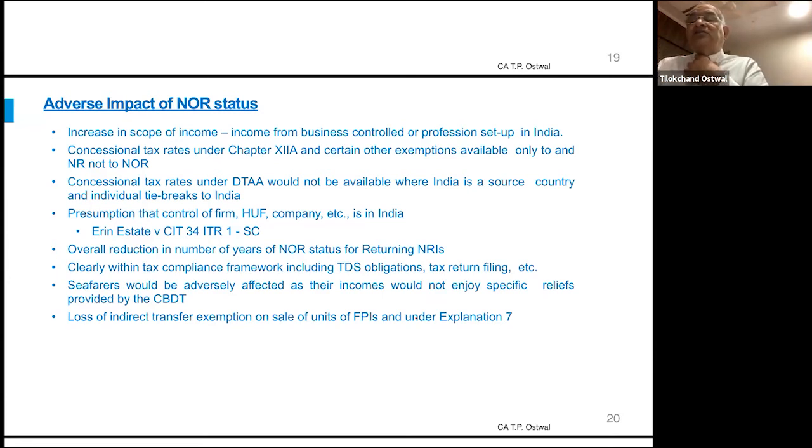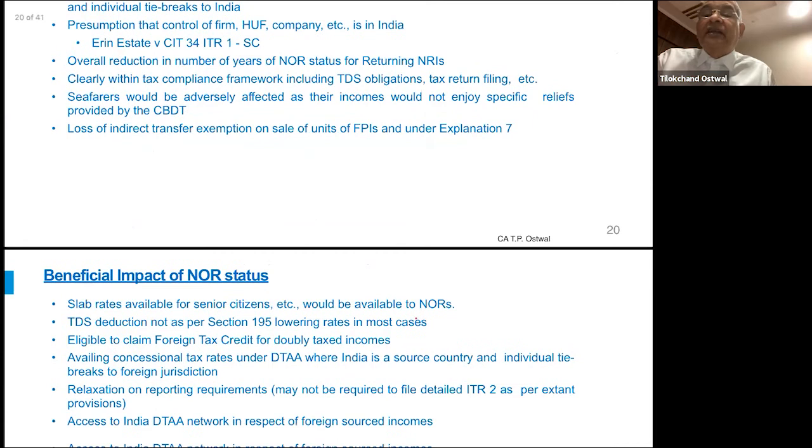Clearly, within the tax compliance framework, once you become resident and ordinary resident, then tax deduction at source and filing of return in respect of that income will become relevant. The tax compliance framework will become relevant. The seafarers would be adversely affected on their income, those who are going abroad, and their specific relief is provided by the loss of the indirect transfer exemption on sale of units of FPI, which is available under Explanation 7 to the non-resident, but this is not available to a not ordinarily resident, and therefore to that extent you will get impacted.